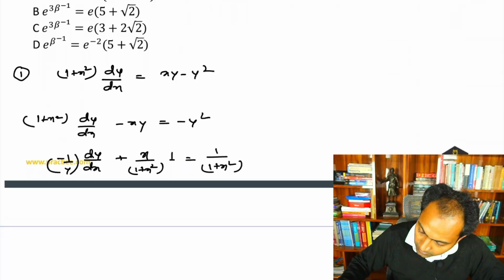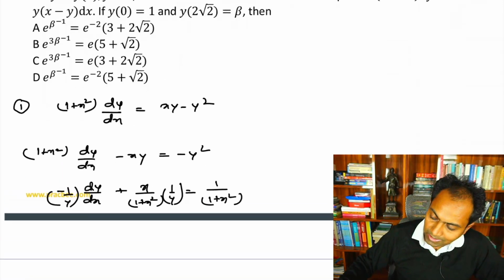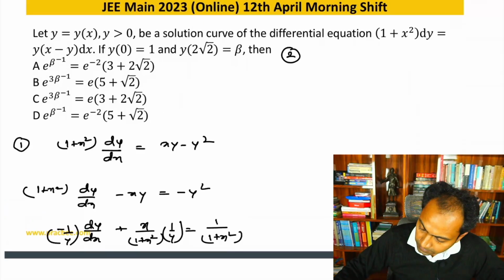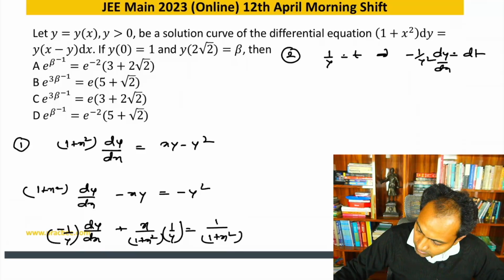So we will have a 1 by y here as well. Now once you do so, the substitution looks quite standard in this case. In the next part, you will put 1 by y as nothing but t. And as a result, 1 by y square dy by dx will be equal to dt by dx.